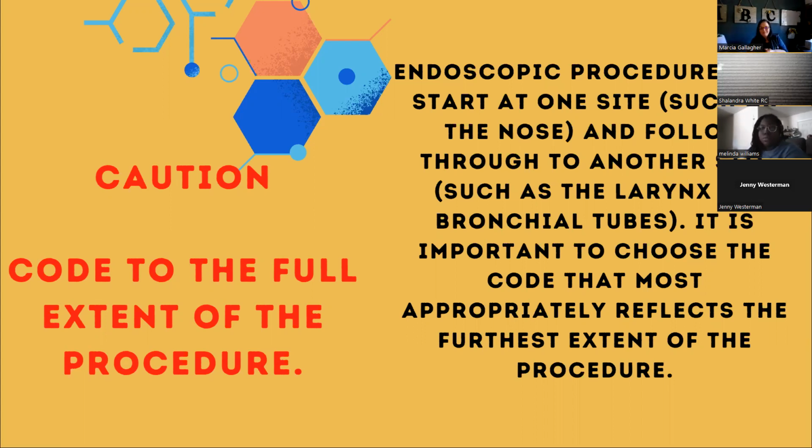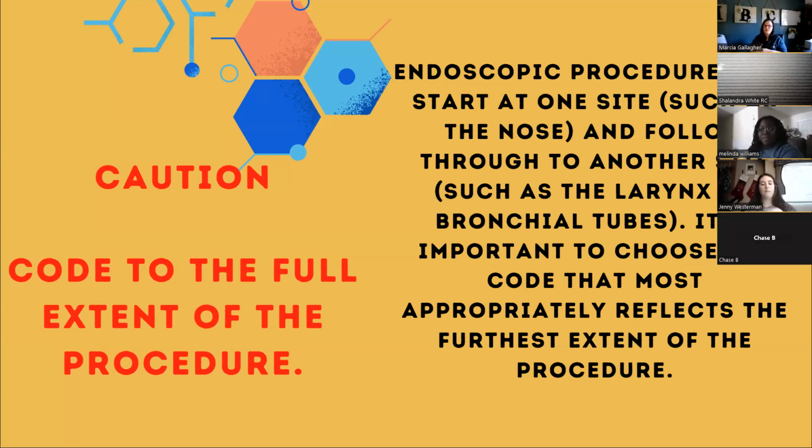Hi, Jenny, welcome. So if it starts at the nose and goes all the way to the bronchi, let's say the lungs, but you only code to the larynx, you're missing payment from there down. You're not getting paid for everything that you've done. That's why it's important to code to the furthest place that you've gone. If it goes all the way to your tummy, you're going to code all the way to your tummy. You're not going to stop at the chest. So we're just paying attention to how far the scopes are going.